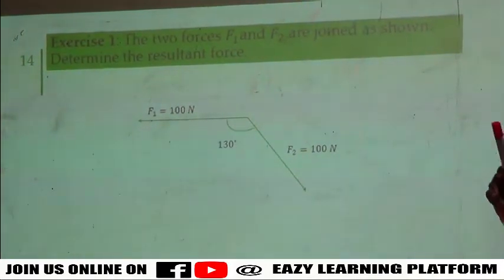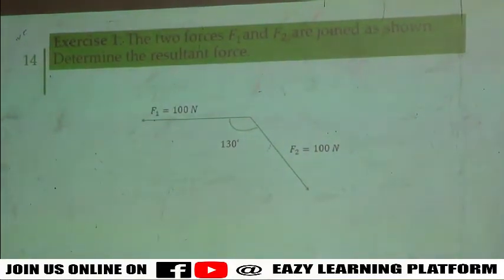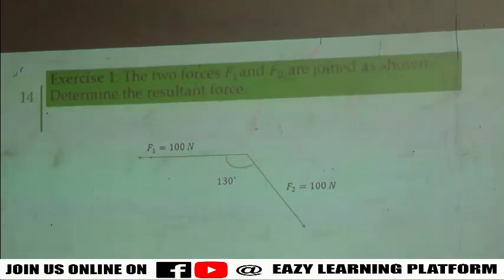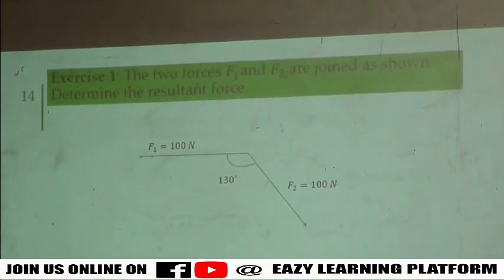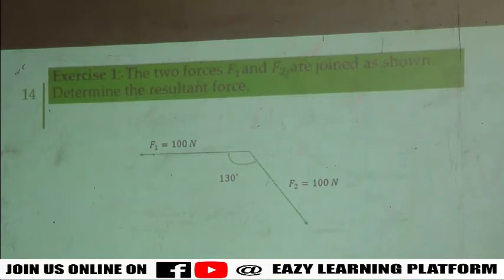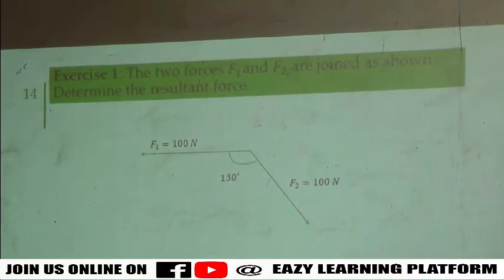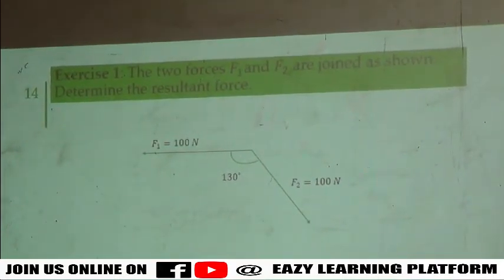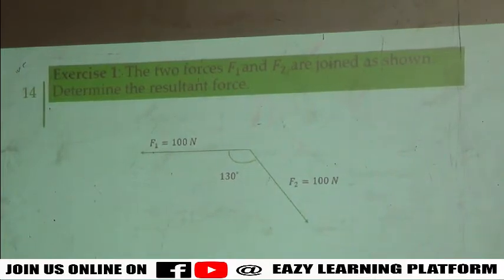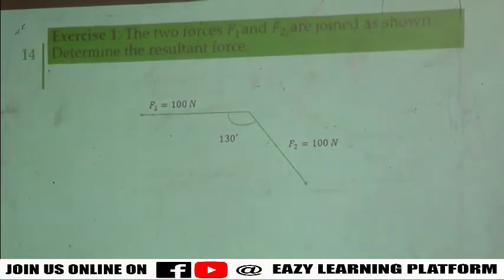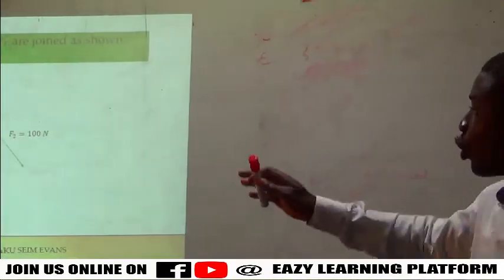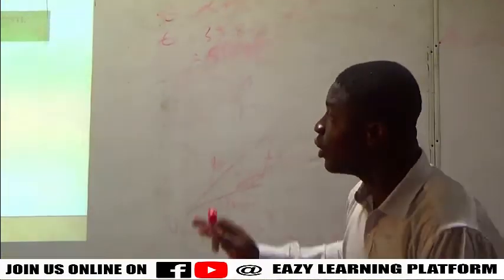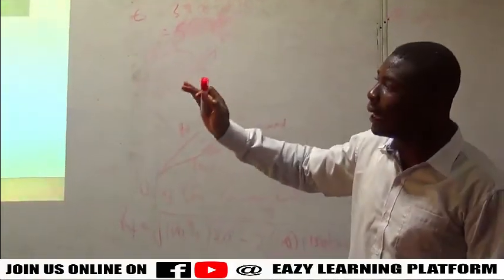Now, the two forces F1 and F2 are joined as shown. Determine the resultant force. We are determining the resultant force or the equivalent force of this force system. Now, note that this is what? A concurrent coplanar force system. So, the same approach we used to solve the first example. The first step is that you have to complete the parallelogram. Complete the parallelogram.